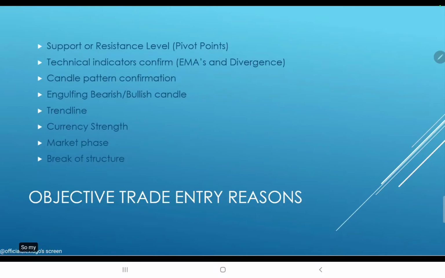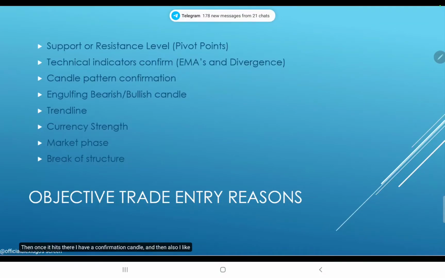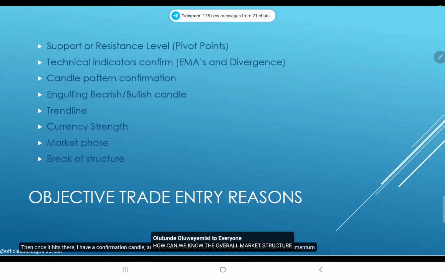So my biggest ones are: it hits my trend line, it hits my support and resistance. Then once it hits there, I have a confirmation candle. And then also I like to use my divergence, showing that the momentum will reverse.